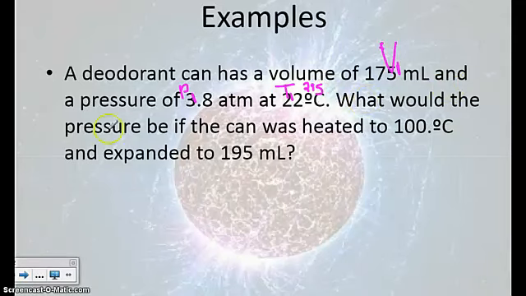And it wants to know what the pressure would be, so that's your P2. If the can was heated to 100 degrees Celsius, so this is our T2, but again, in Celsius, you have to add 273 to get it to Kelvin. So that'd be 373 Kelvin. And expanded to 195 milliliters. This will be our V2. All right, so we have all of our variables. So now we're just going to plug in to the equation that we have.